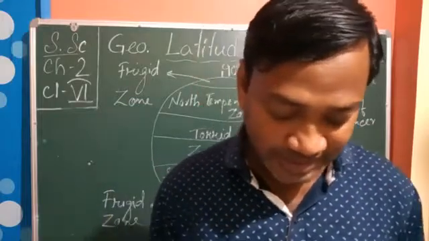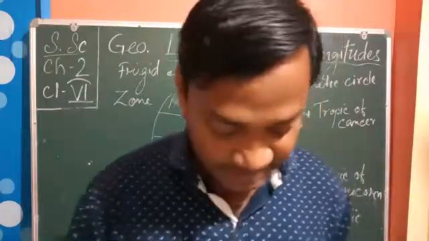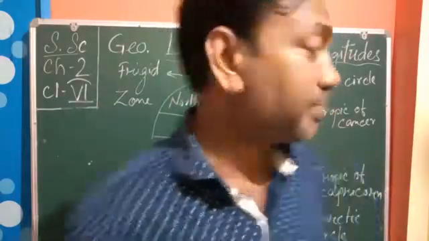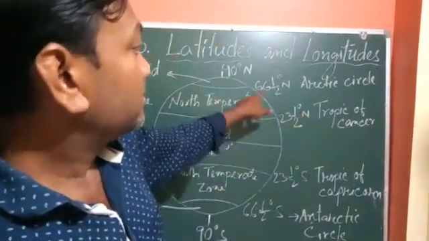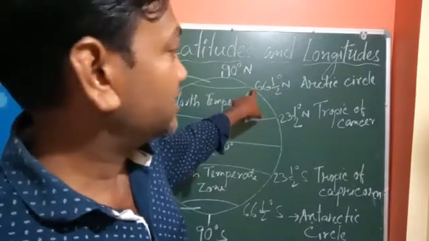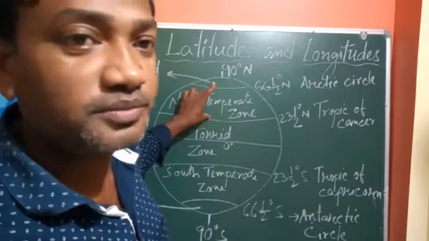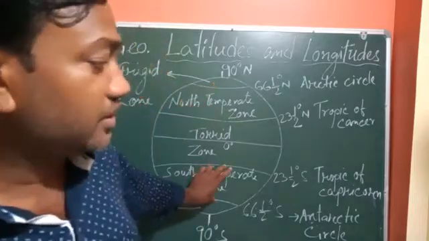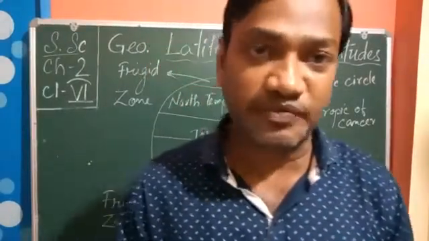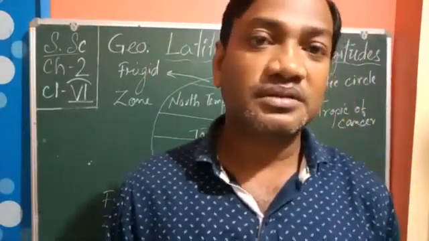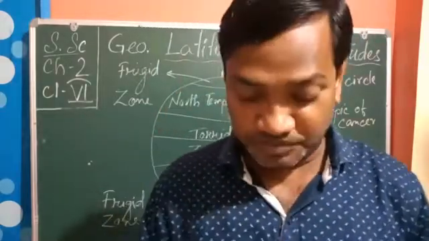In the northern hemisphere, the area between the Tropic of Cancer and the Arctic Circle is known as the North Temperate Zone. That means from the Tropic of Cancer to 66.5 degree north, the Arctic Circle, it is called the North Temperate Zone. And this portion is the South Temperate Zone, as it is in the southern hemisphere. That is why it is called the South Temperate Zone. Now the frigid zone.